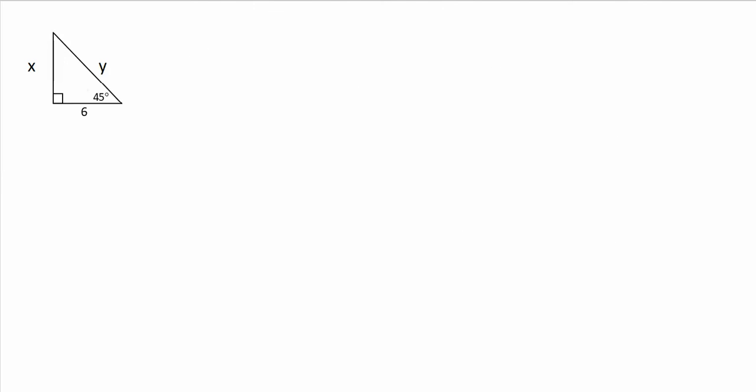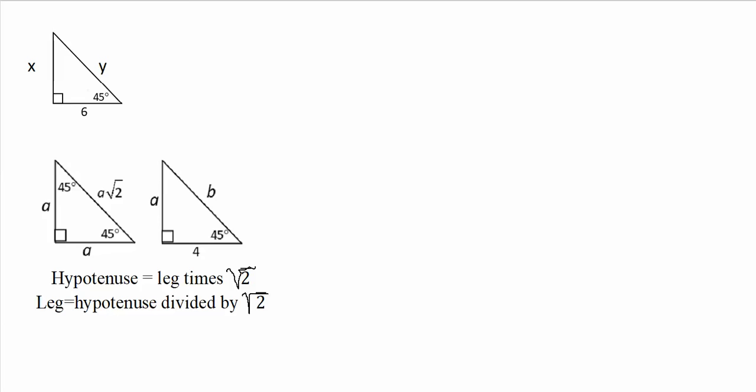In our first problem, I see that I have a 45 degree angle and a 90 degree angle. This tells me that it's a 45, 45, 90 triangle. So I'm going to pull up those formulas. My formula says that in a 45, 45, 90 triangle, the hypotenuse is the leg times the square root of 2, or the leg is the hypotenuse divided by the square root of 2. So I have to figure out what I have.